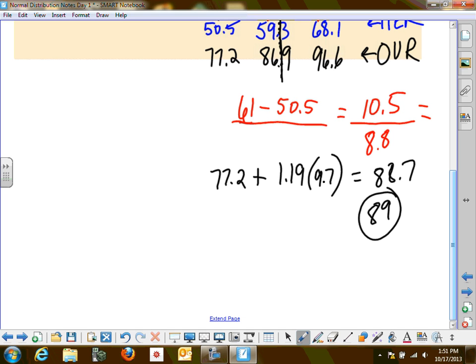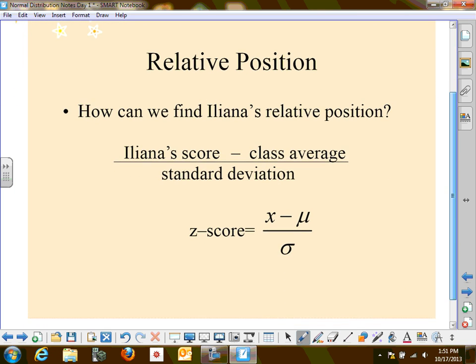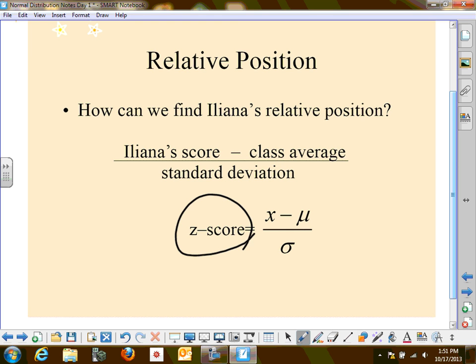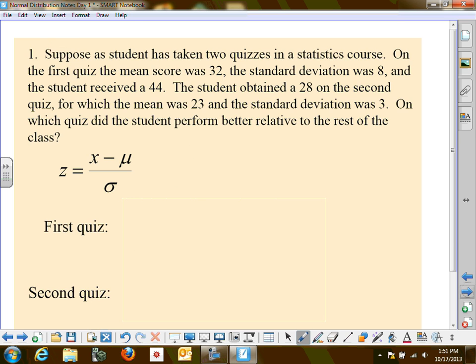Okay, very good. The key is relative to the mean, and that's called a z-score. So if you look in your notes, the relative position is called a z-score. You did this: her score minus the class average divided by that standard deviation to see how many standard deviations it was away from the mean. So the definition of z-score, which you have on your slide, is the number of standard deviations away from the mean.